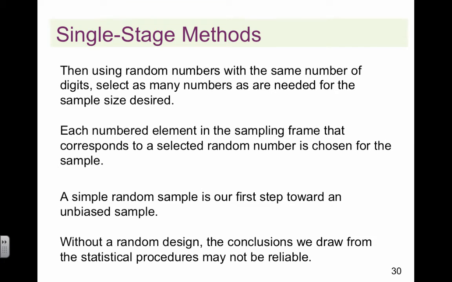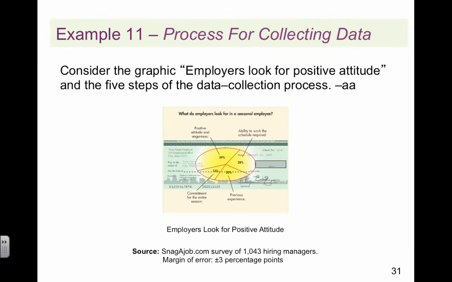Then we're going to find some way to pick those random numbers. We can do it with a random number table, which is in the back of your book, which I'll be happy to show you if you're confused. It might actually be later in the slideshow. Or we can do it with a random number generator on your calculator, or we can do it with a computer, or we can pick numbers out of a hat. All of those are acceptable methods.